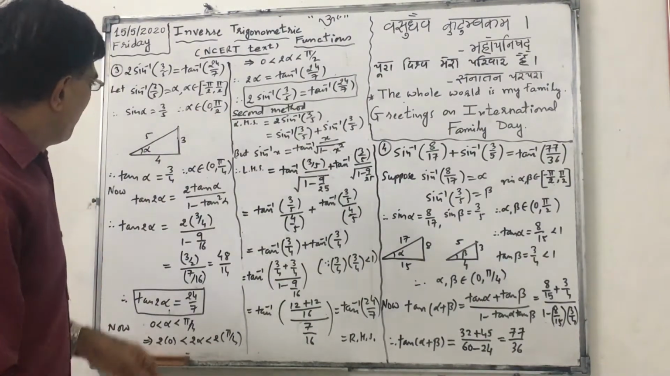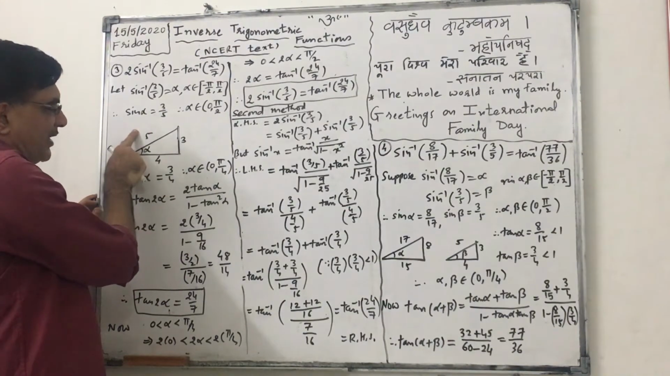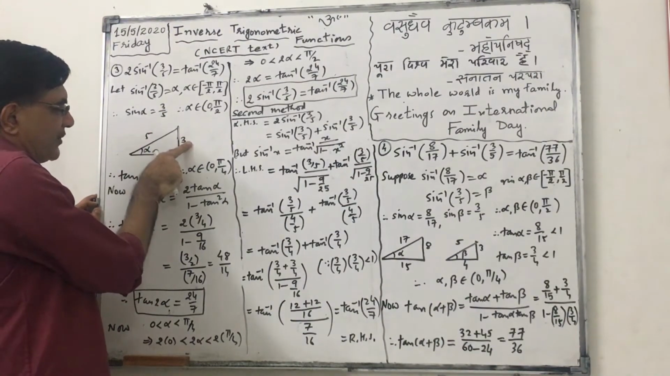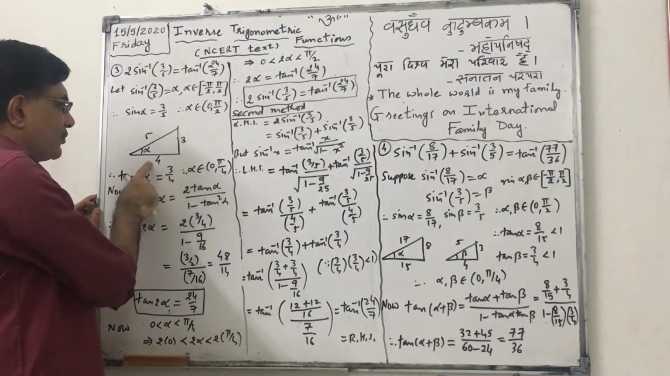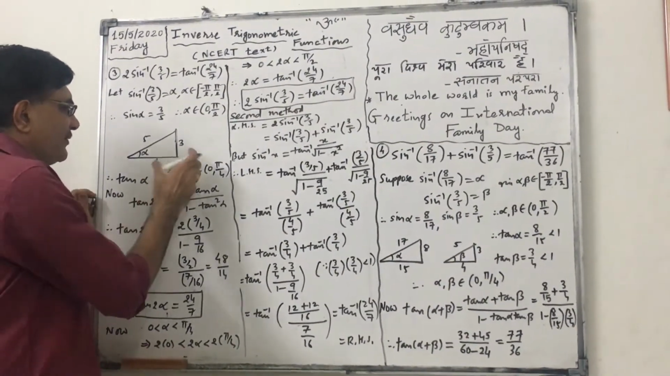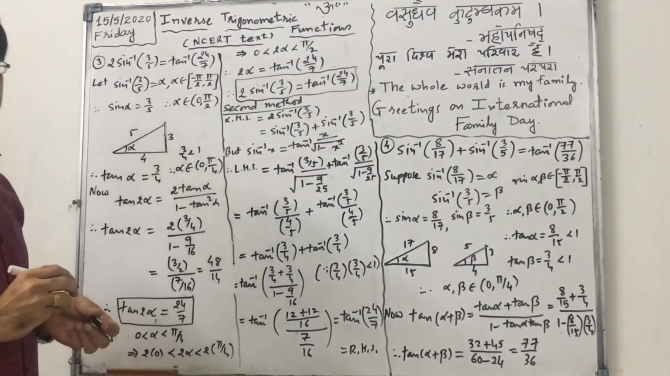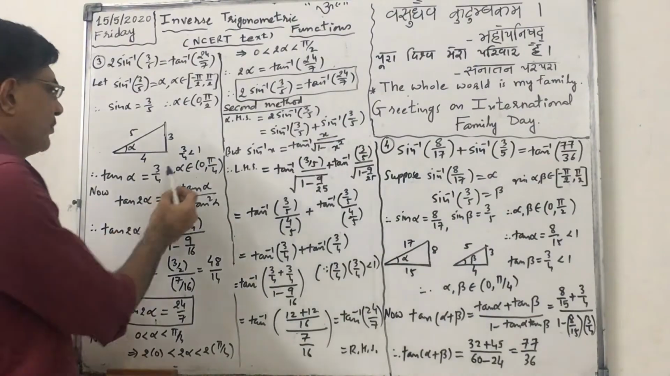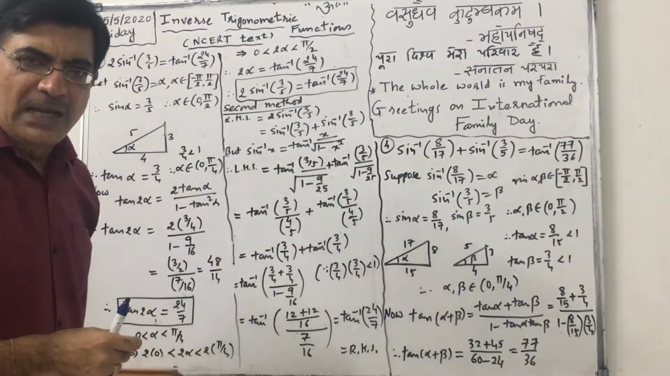Now preparing a right angle triangle, sin alpha equals 3 by 5, opposite side upon hypotenuse. So this side will be 4. So tan alpha will be equal to 3 by 4. Now 3 by 4 is less than 1, so alpha must be less than pi by 4. So alpha belongs to the open interval 0 to pi by 4.